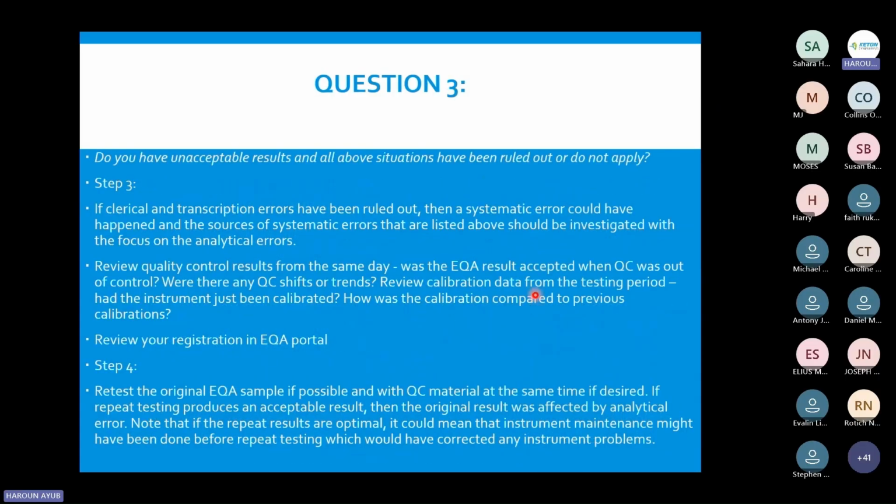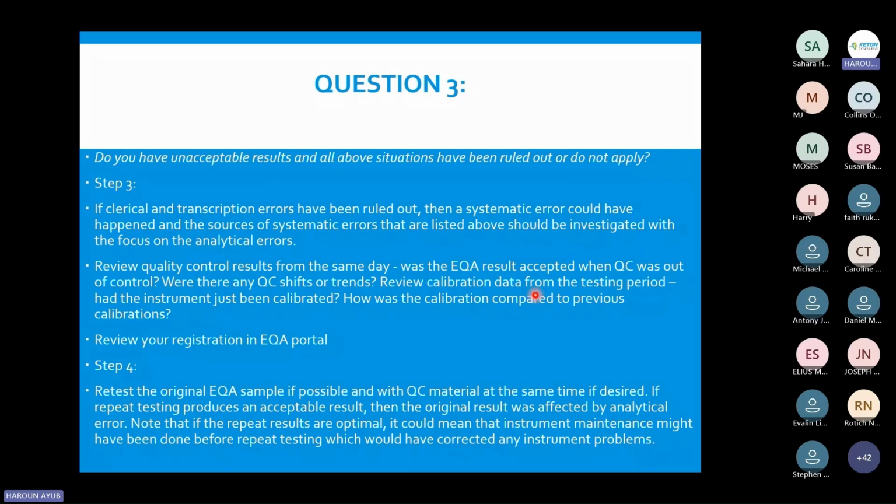Do you have unacceptable results, and all these situations have been ruled out and do not apply? If clerical and transcription errors are ruled out, systematic error could have been happening, and the sources of the systematic errors need to be investigated. Review your QCs for that same day. Was the EQA result accepted when QC was out of control? Remember, you submit your EQA, but the IQCs had failed. That can also point to an issue.